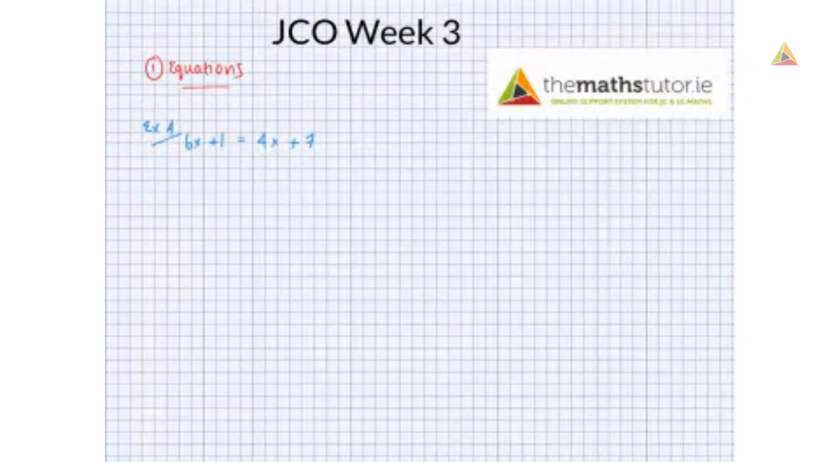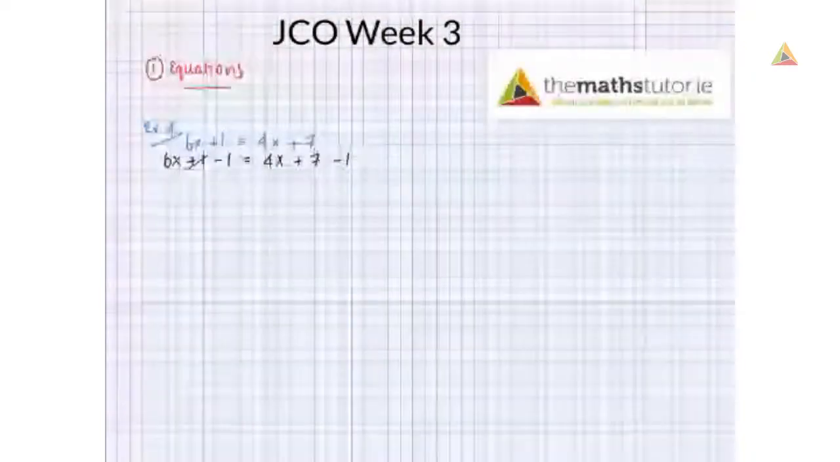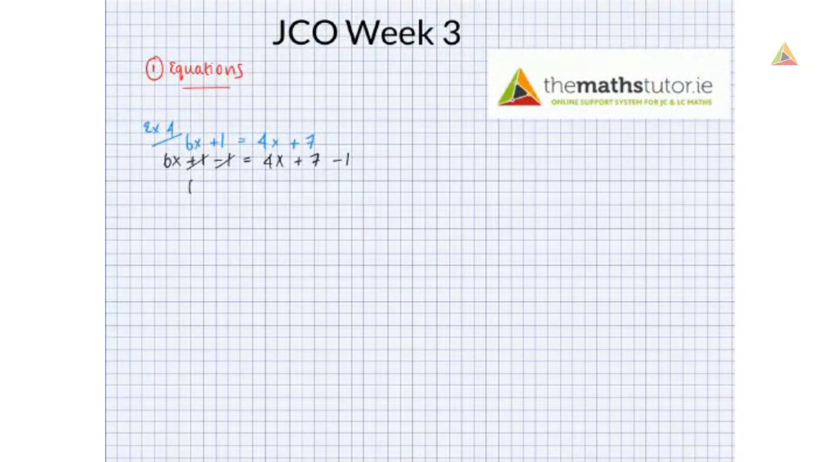So it's going to be 6x plus 1, take away 1, equals 4x plus 7, take away 1. Okay, so they cancel because 1 minus 1 is 0, so you're left with 6x is equal to 4x. Now 7 take away 1 is 6. So now we need to get all of the x's over to this side. So we're going to have x's on this side and numbers on this side. So we want to get rid of 4x there.